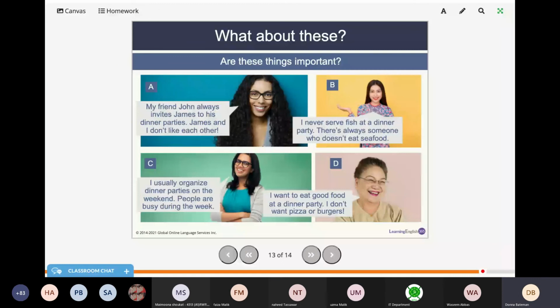How do you feel as the host? And how do you feel as a guest if other people don't get on, don't like each other? Maybe there will be arguments. Is that a big problem? Probably. In B, she says, I never serve fish at a dinner party. There's always someone who doesn't eat seafood. What do you think? Is it a good idea to check what kind of food people don't eat?